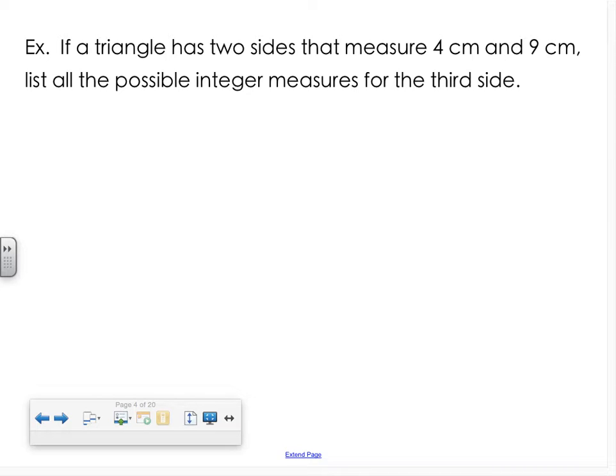The second type of example is this. It gives you two sides of a triangle, so 9 centimeters and 4 centimeters, and it wants you to list possible integers for the third side. Integers are positive and negative whole numbers, but actually we're never going to have negative sides. So just realize that integers are numbers like -2, -1, 0, 1, 2, 3, 4, etc. We're just going to list those. We're not going to say it can be 5.7. We're just going to say integers.